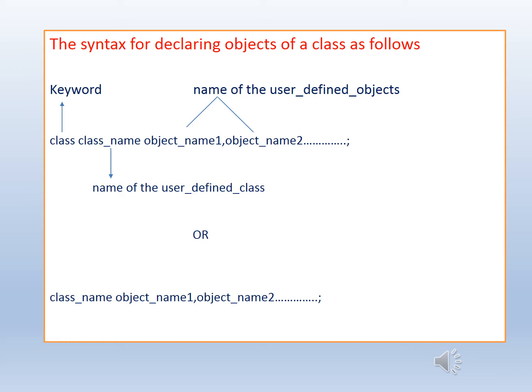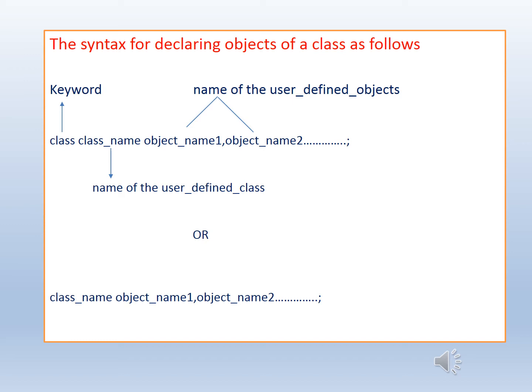The syntax for declaring an object is: class name, object name 1, object name 2 and so on, ending with a semicolon. Class name is the name of the user defined class. Object name 1, object name 2 and so on are the names of the user defined objects.